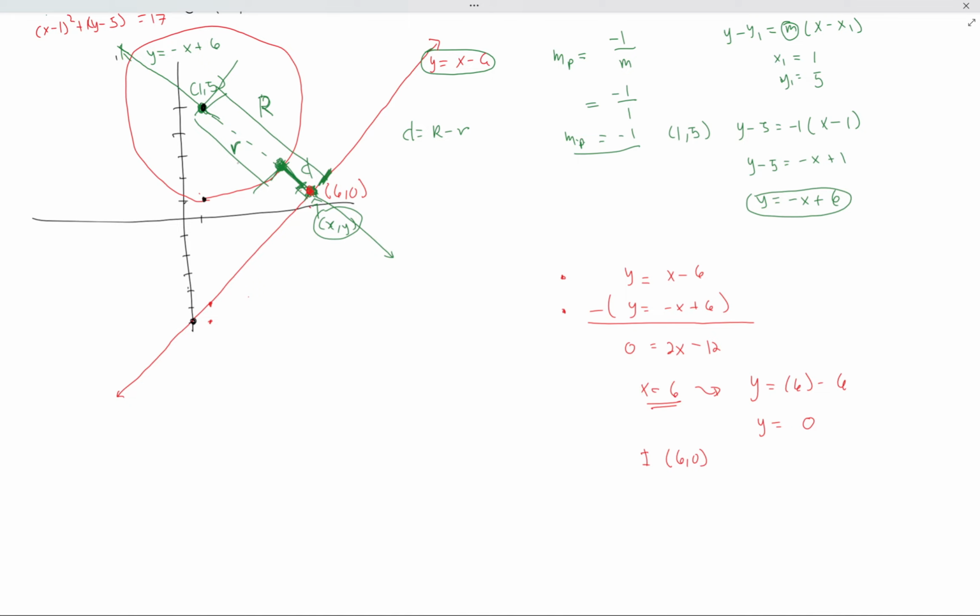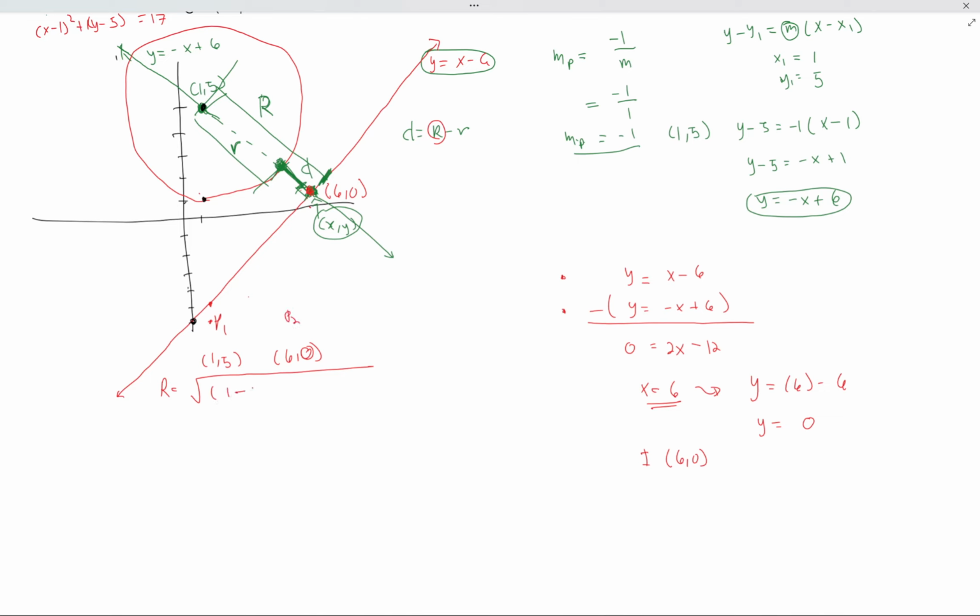Okay, now that we found 6, 0, we need to find big R. Okay, we need to find big R right there. And that big R is just the distance between the center at 1, 5 and the point of intersection 6, 0. Okay, so in that case, let's call this point 1 and this point 2.